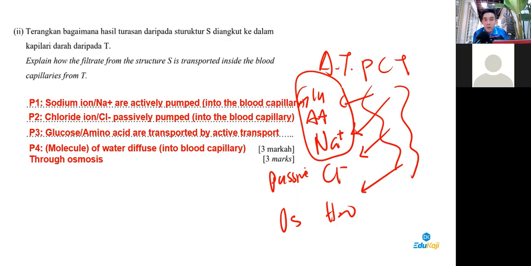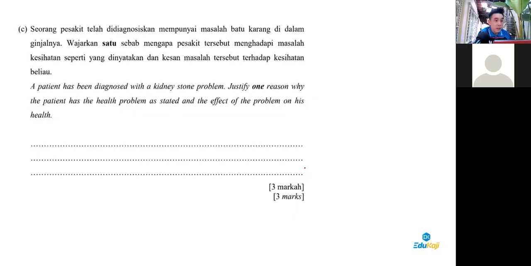Okay, next, guys. Next is a KBAT question. A patient is diagnosed with a kidney stone problem. So explain why he or she has that problem, and what's the effect?